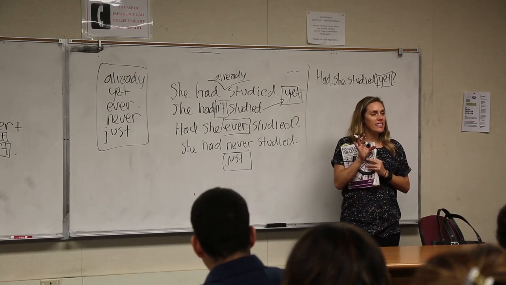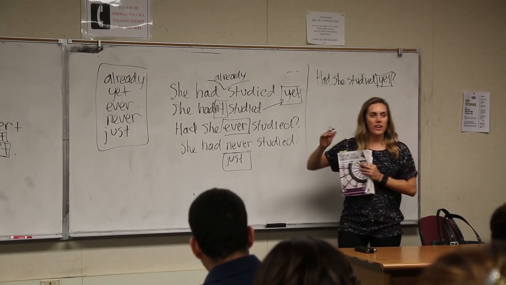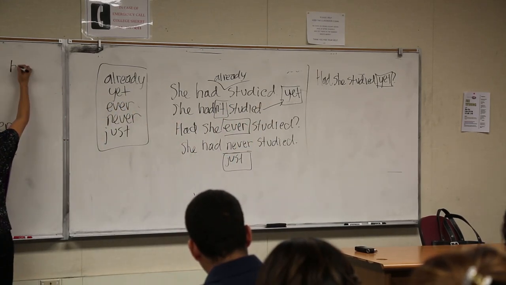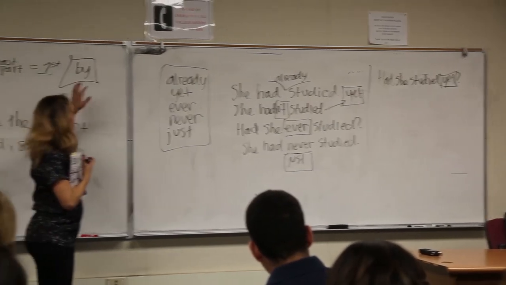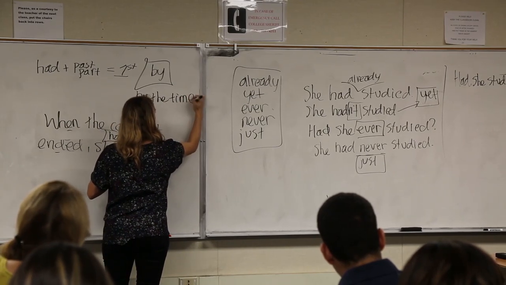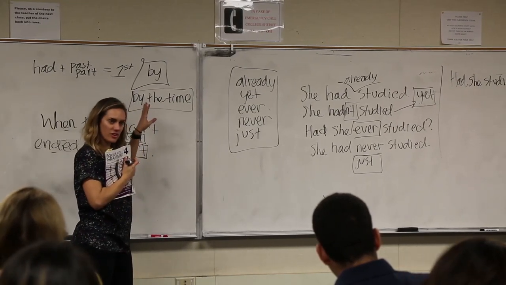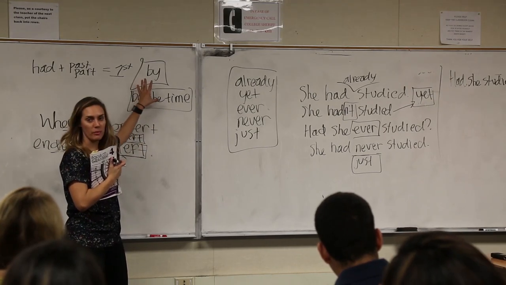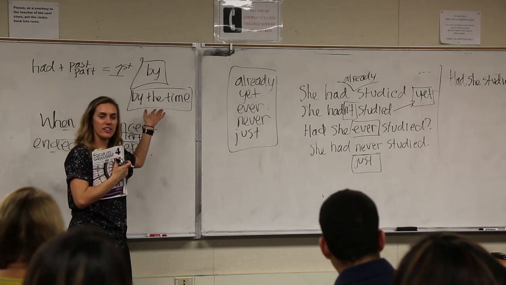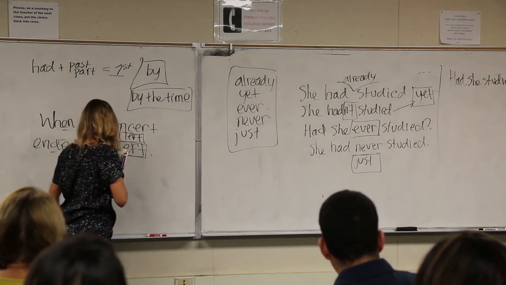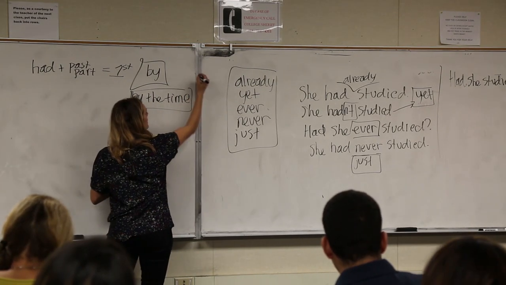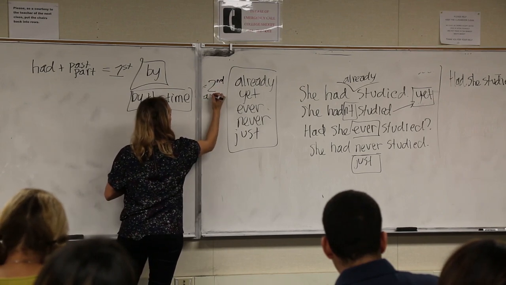All right. The key time words that you need to know: the most common time we use the past perfect is with by. So if you can just remember by, or by the time, then you can use the past perfect most commonly with this. These are time words, so they can come at the beginning or in the middle, right? But they always introduce the second action, okay?